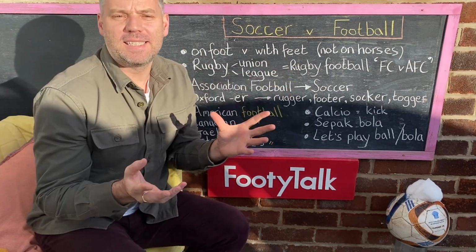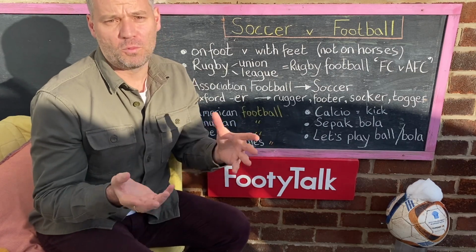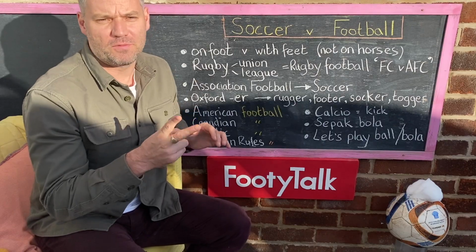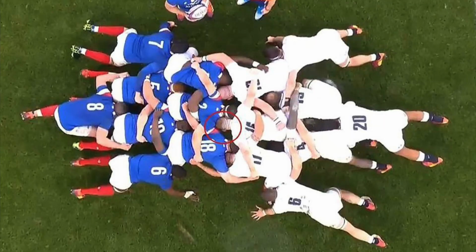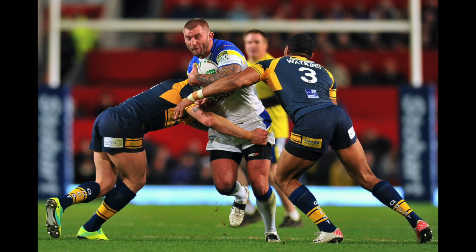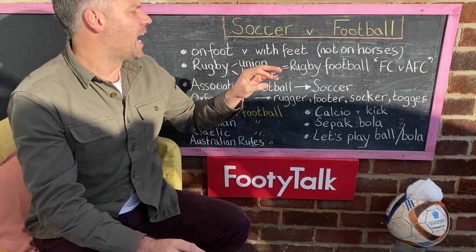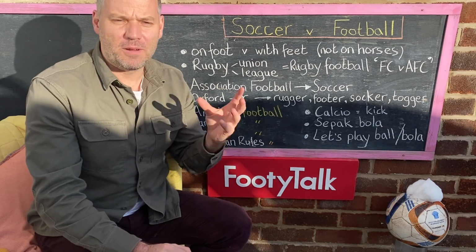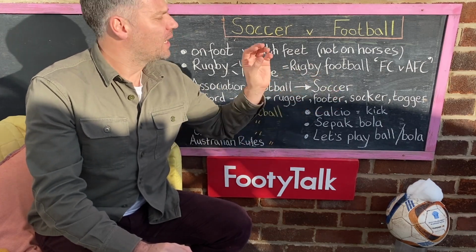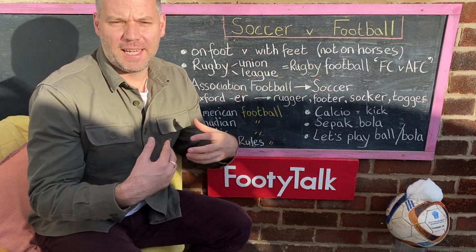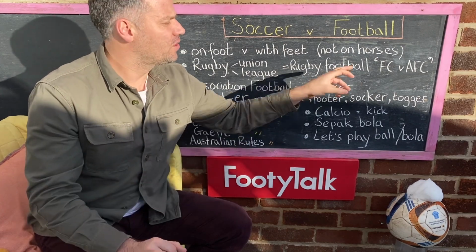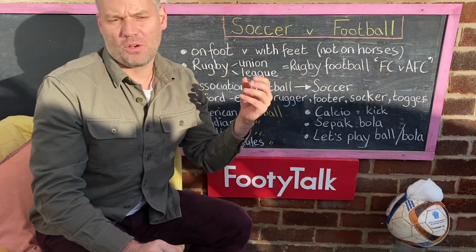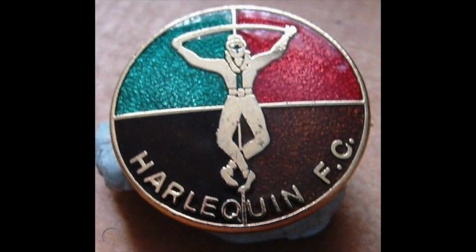So there are many different types of football around the world. Rugby in the UK, well, there are two types of rugby: rugby union and rugby league. They are slightly different and they were called rugby football. And because they were called football clubs, some rugby teams in the UK have the initials FC after it, which means football club. So for example, Harlequins FC.